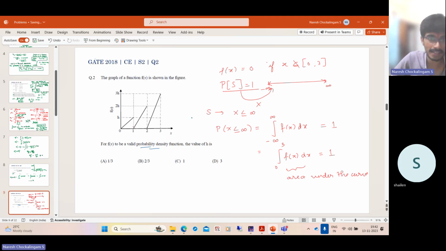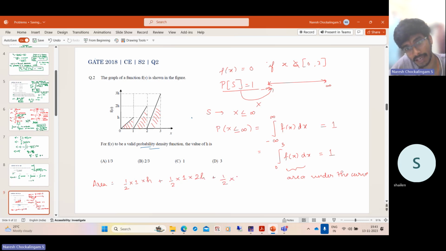So let us find out the area under the curve from 0 to 3. So this is one portion, this is the second portion, this is the third portion. All three are triangles. So area is equal to area of the first triangle, which is half into base, which is 1 into height is h, plus area of the second triangle, which is half into base 1 into height 2h, plus the area of the third triangle, which is half into base is 1 into height is 3h. So the area is h plus 2h plus 3h, 6h by 2, which is 3h, and that is equal to 1. Therefore, h should be equal to 1 by 3. So the correct answer is option A.